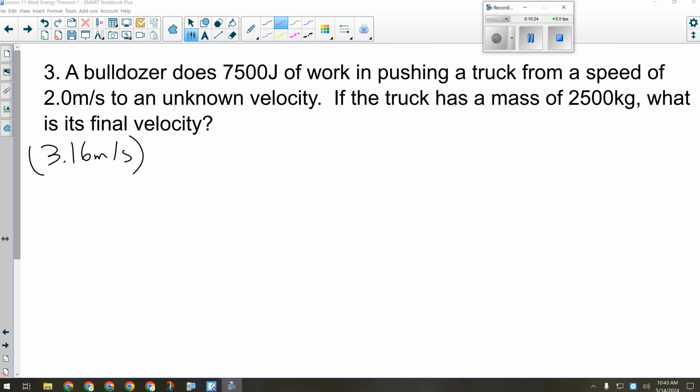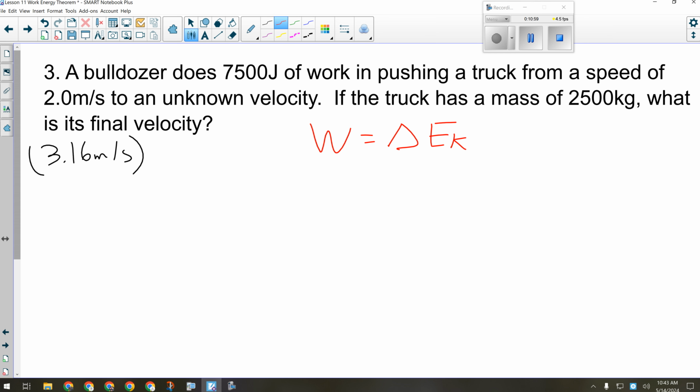First question we're supposed to ask ourselves is, is work being done in this question? Yep. We're moving a truck with a bulldozer, and we're taking that truck from 2 meters per second to an unknown velocity. That would seem to imply to me that the velocity is going to change here. Agreed? So what kind of energy is changing? Kinetic. So in this question, the work being done is going to change the truck's kinetic energy.